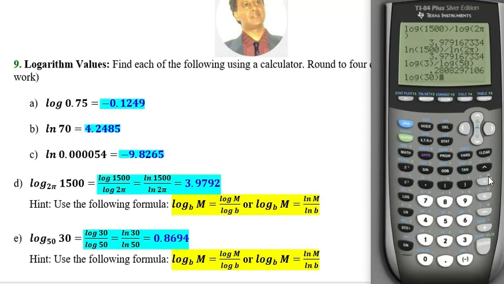For E, log of 30 divided by log of 50, that should give you 0.8694, and natural log of 30 divided by natural log of 50, it should give you the same answer, which is 0.8694.